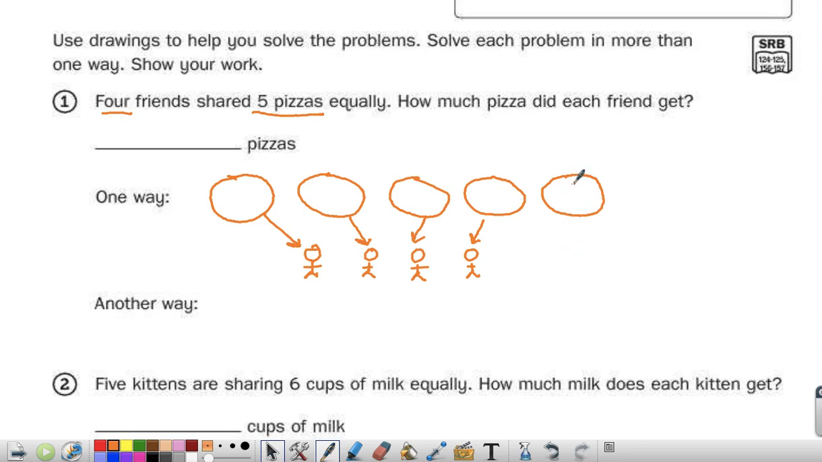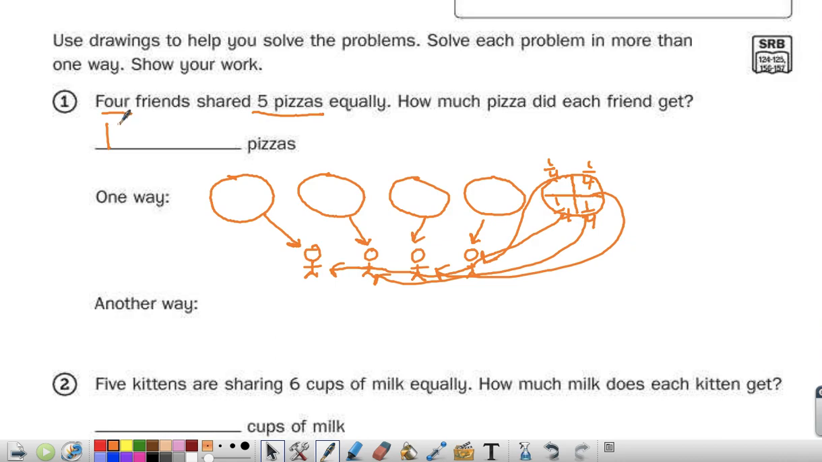So this last pizza, I might split into four equal pieces. Remember, do your best to make each piece be equal. Then I could send this piece to friend one, this piece to friend two, this piece to friend three, and this piece to friend four. So they would each get one whole pizza, and this pizza was divided up into four pieces, so they will each get one out of four, which is the same thing as 1/4. So each friend would get 1 1/4 pizza.